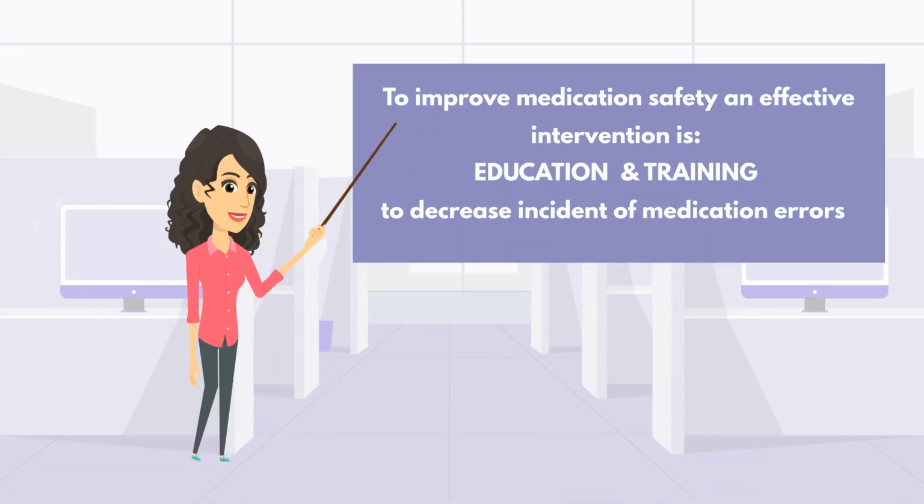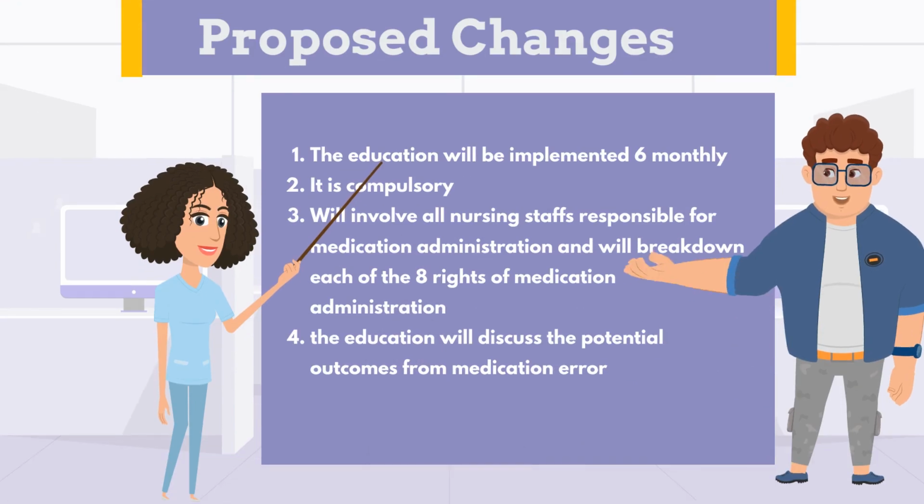With all the numerous interventions currently in place to improve medication safety, the team agreed that education and training would be a good intervention to decrease incidents of medication errors. The proposed change to reduce the rate of medication errors within hospitals is to provide education and training on the importance of implementing the 8 rights of medication administration. The education will be implemented 6 monthly on a compulsory basis.